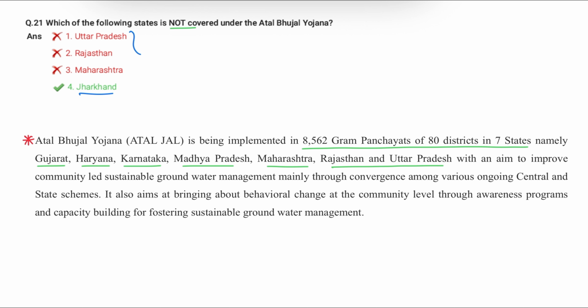Remaining these three states are covered in Atal Bhujal Yojana.